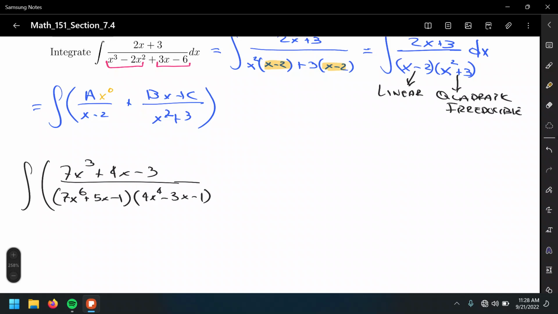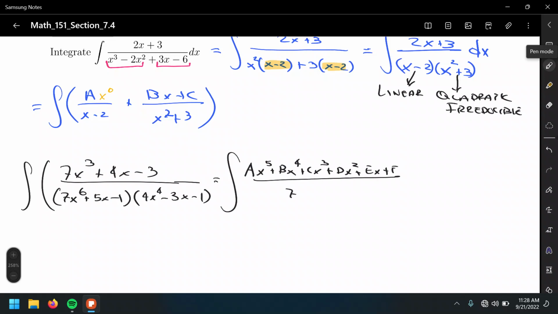If we were to write down the partial fraction decomposition of this, it would correspond to a polynomial of 1 degree less. What's 1 degree less than 6? So 5th degree: a x to the 5th plus b x to the 4th plus c x to the 3rd plus d x squared plus e x plus f, over 7x to the 6th plus 5x minus 1. That's the first setup for the partial fraction decomposition.